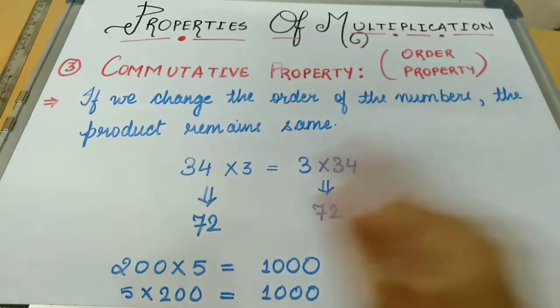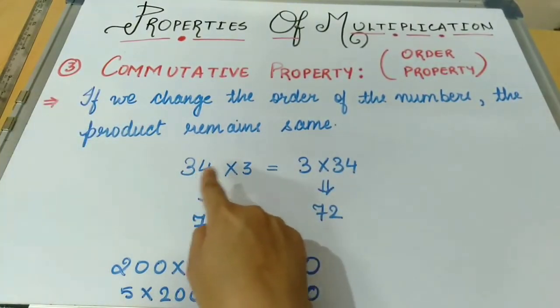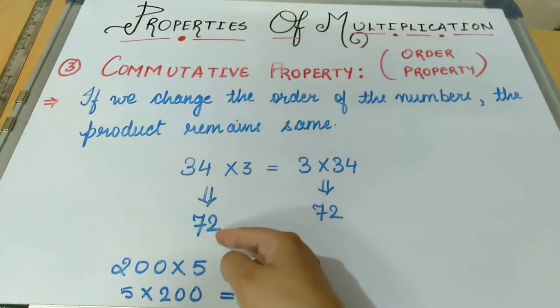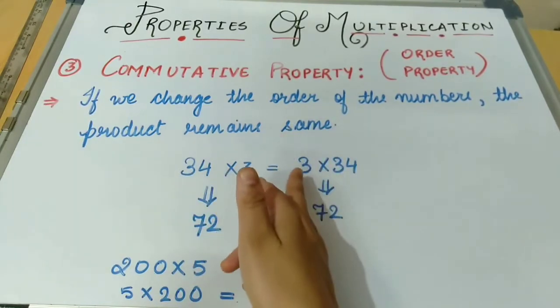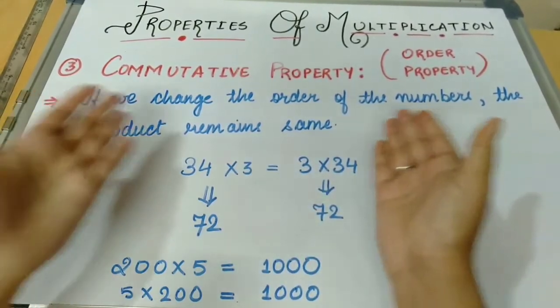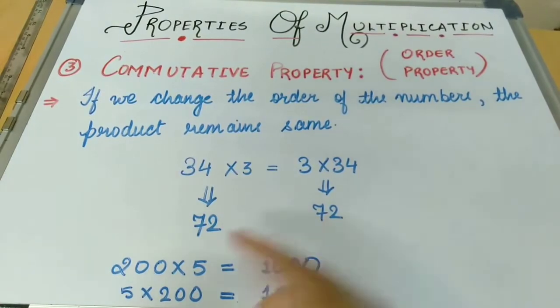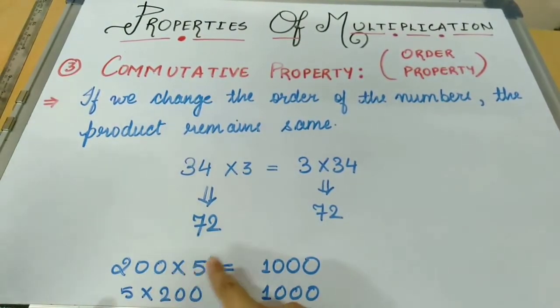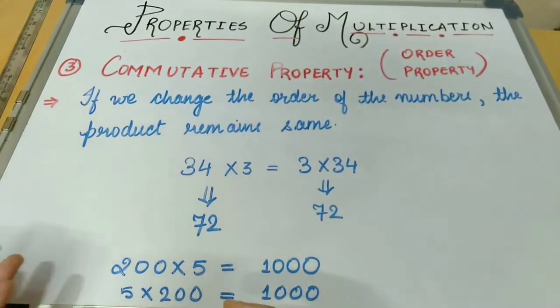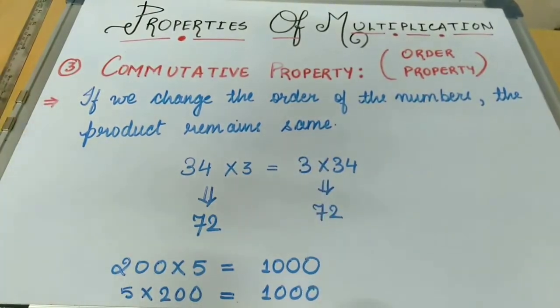There we were adding, now we are multiplying, and we have to change the order also. So look over here, 34 into 3 gives me 102. Even if I change the order, if I keep 3 at first place and 34 at the other place, I have changed the order, then also I will get the same product. 200 multiplied by 5 will be 1000, and 5 multiplied by 200 will also be 1000. So the product will remain the same even if the order changes.